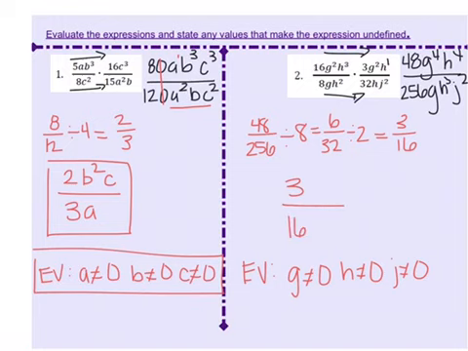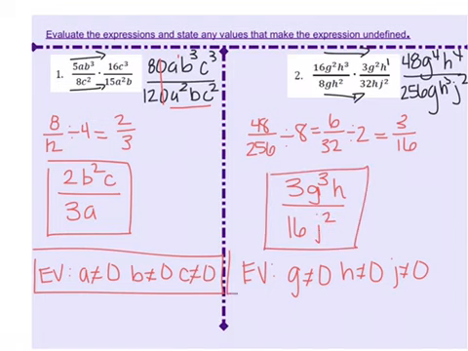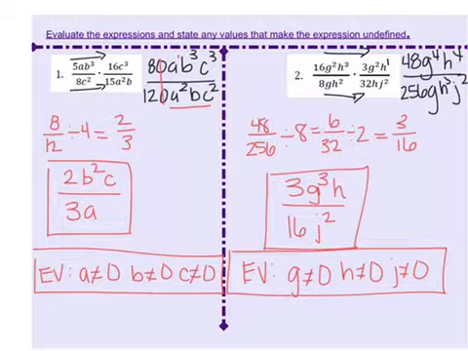So now we're going to deal with our variables. I have a g to the 4th divided by a g. When we divide, we subtract, and it goes where the bigger number was. So I have a g to the 3rd on top. I have an h to the 4th and an h to the 3rd. Bigger minus smaller is 4 minus 3, which is 1 on top. And then I still have my j squared in the denominator. So those would be my 2 answers.